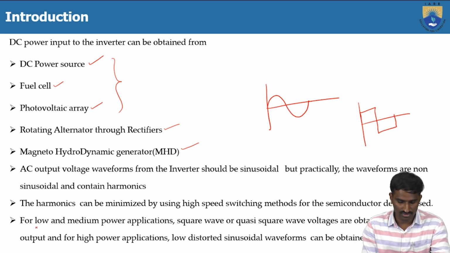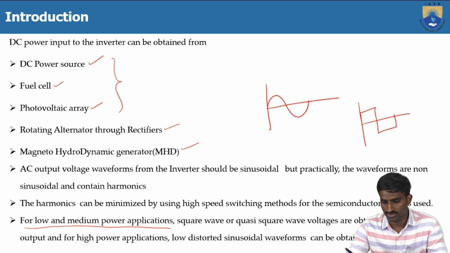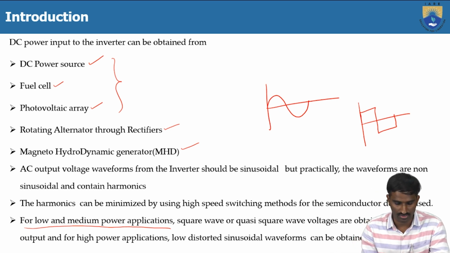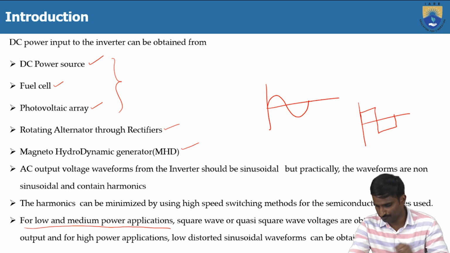And here, as they mention, especially for low and medium power applications, square wave or quasi square wave voltages are obtained as inverter outputs, and in high power applications a low distorted sinusoidal waveform can be obtained. Which means the harmonic content present in the output waveform also depends on the application in which we are using the inverter. That will affect the harmonic content present in the output voltage waveform.